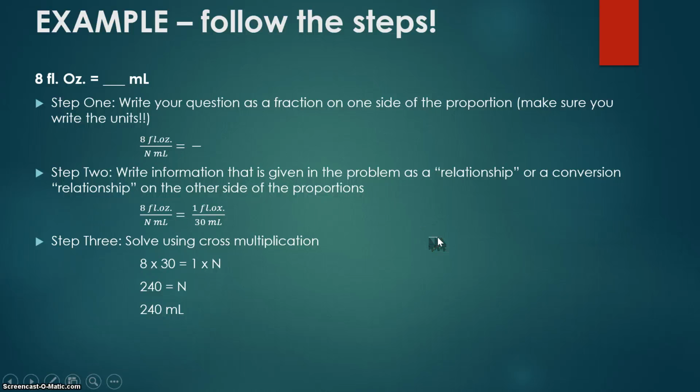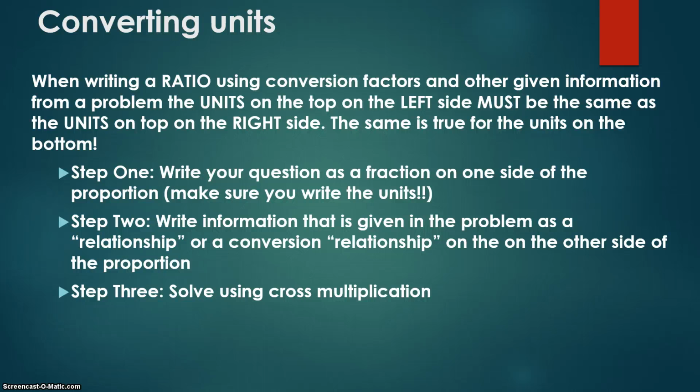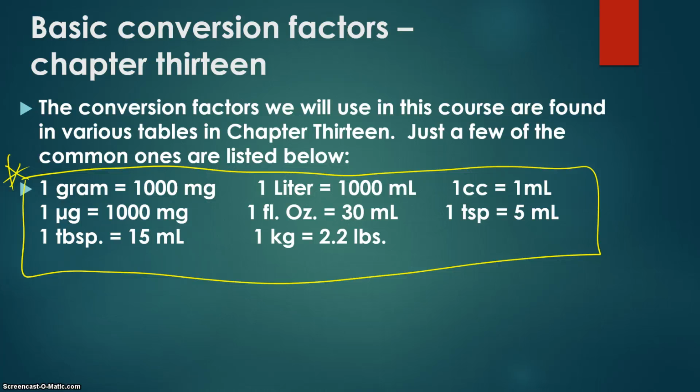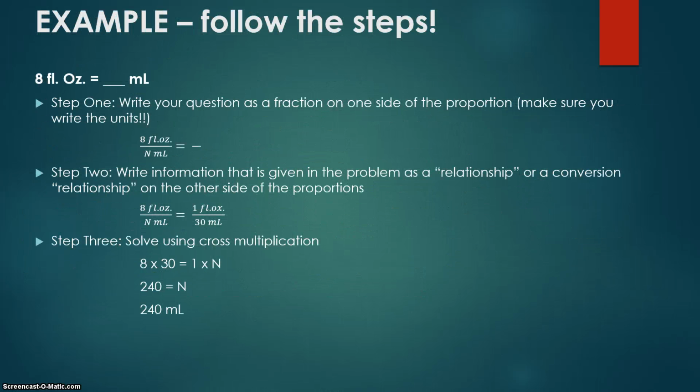Step 2 requires us to write the information that is given in the problem as a conversion relationship on the other side of the proportion. So we have 1 fluid ounce is equivalent to 30 mLs. And we got that from the relationship that is given in the book, from our previous slide. So these are our common units that are given.